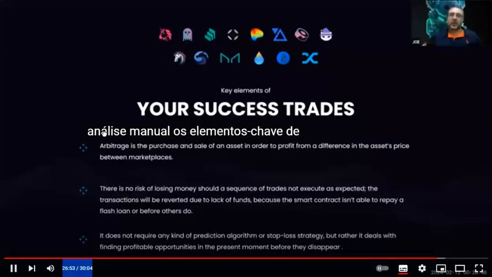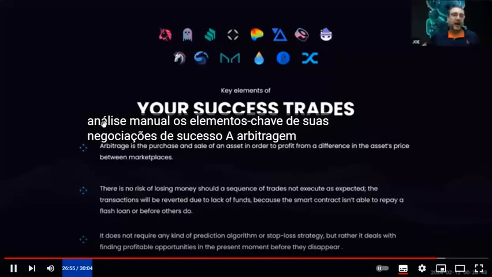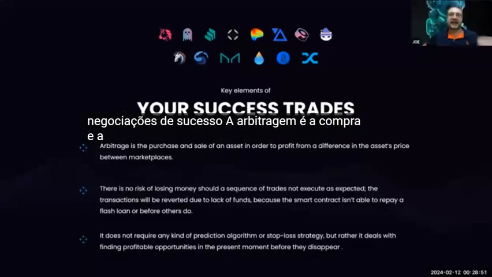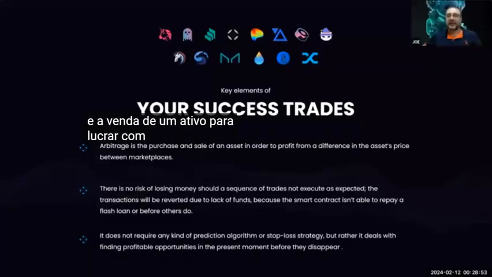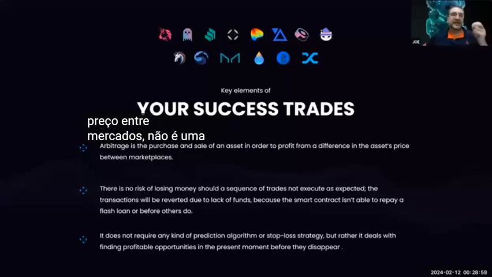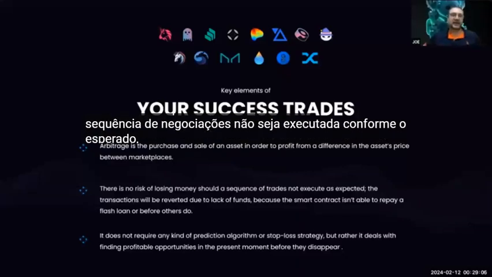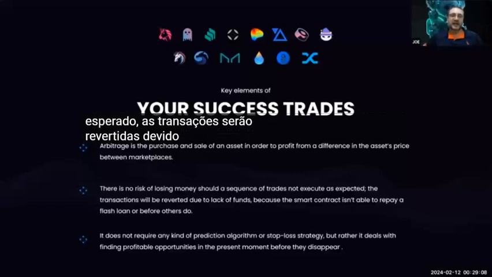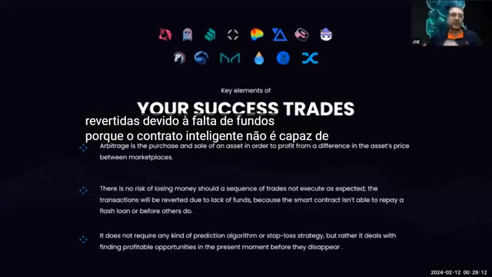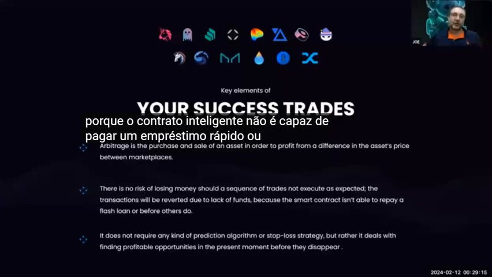The key elements of your successful trades. Arbitrage is the purchase and the sale of an asset in order to profit from the difference in the asset price between marketplaces. There is no risk of losing money should a sequence of trades not execute as expected. The transactions will be reverted due to the lack of funds because the smart contract isn't able to repay a flash loan before the others do.